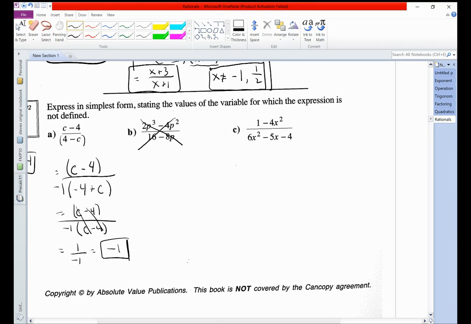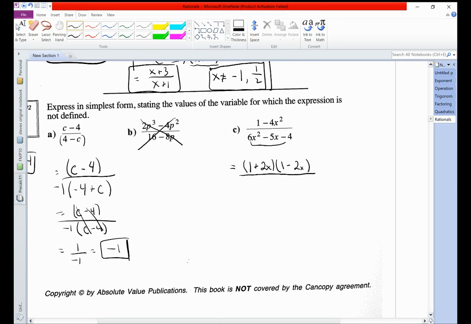So let's first do the top. So the top can be factored according to difference of perfect squares. 1 is a perfect square because 1 times 1 equals 1. And 4x squared is a perfect square because 2x times 2x equals 4x squared. 1's an addition, 1's a subtraction. The bottom, we have to do decomposition.